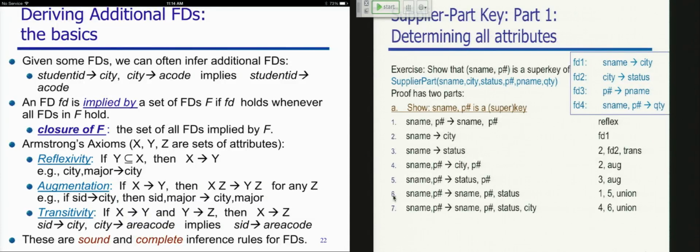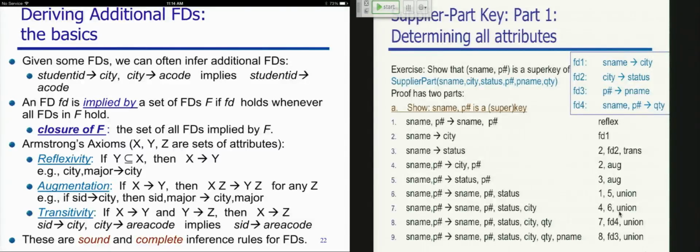Okay, so rule 6 is now going to say take rule 1 and rule 5 and take the union of the two. So now S name and P number is going to give me S name, P number, and status. Take the union of 4 and 6, you can also get city in. Now I'm going to use union with the functional dependencies that I have on 7 and 8 to prove at the end that S name and P number is going to give me everything. Right, so this is a proof.